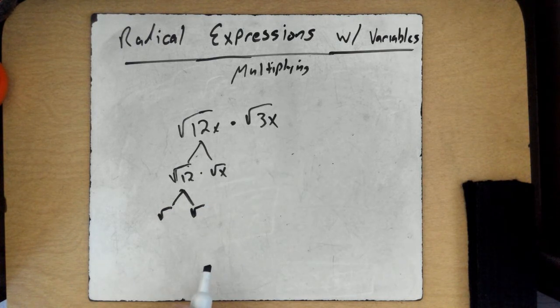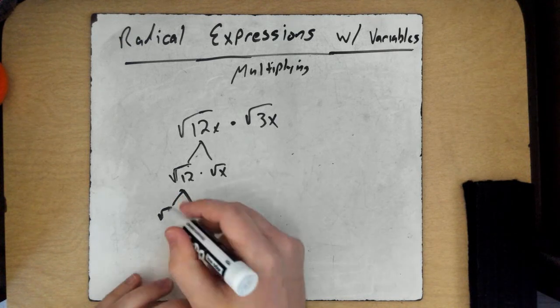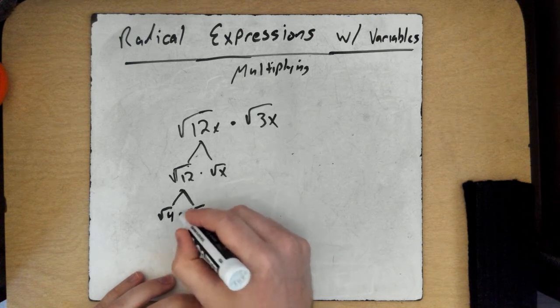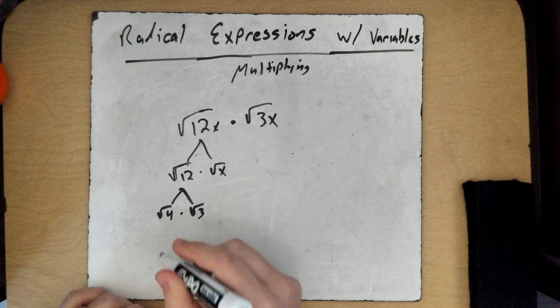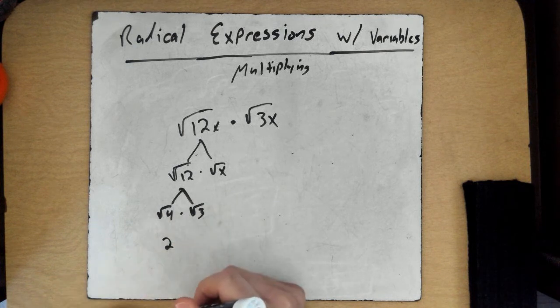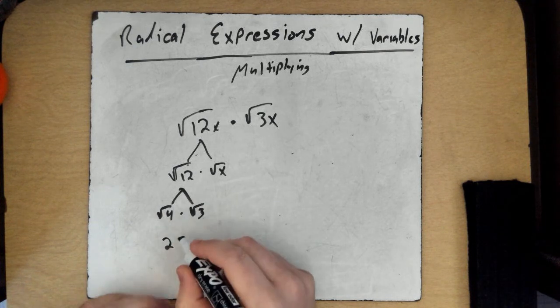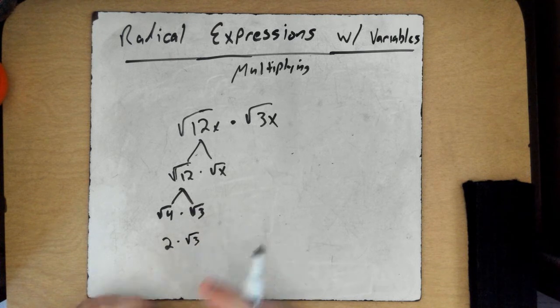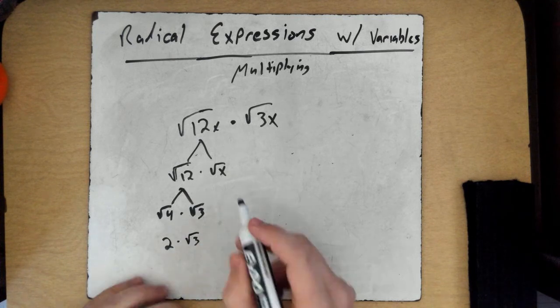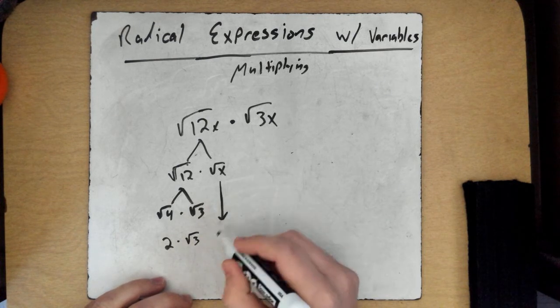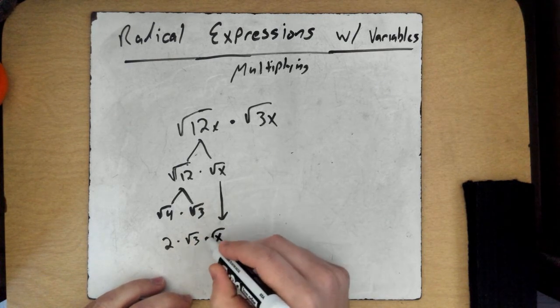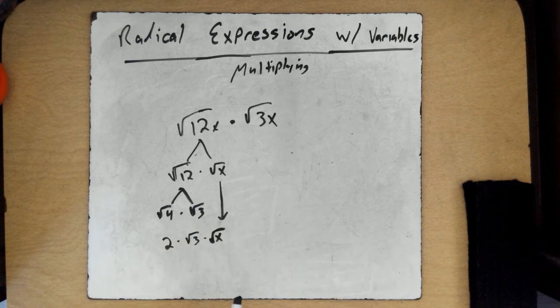Now, in this case, you can break down 12 into numbers into a perfect square. We can use 4 and 3, right? 4 times 3 is 12. We know the square root of 4 is 2, right? Our 3 is done. Bring that down here. Our square root of x, can't do anything with it. We're going to bring it down here to make things a little easier to read, and I'll show you why in a second.